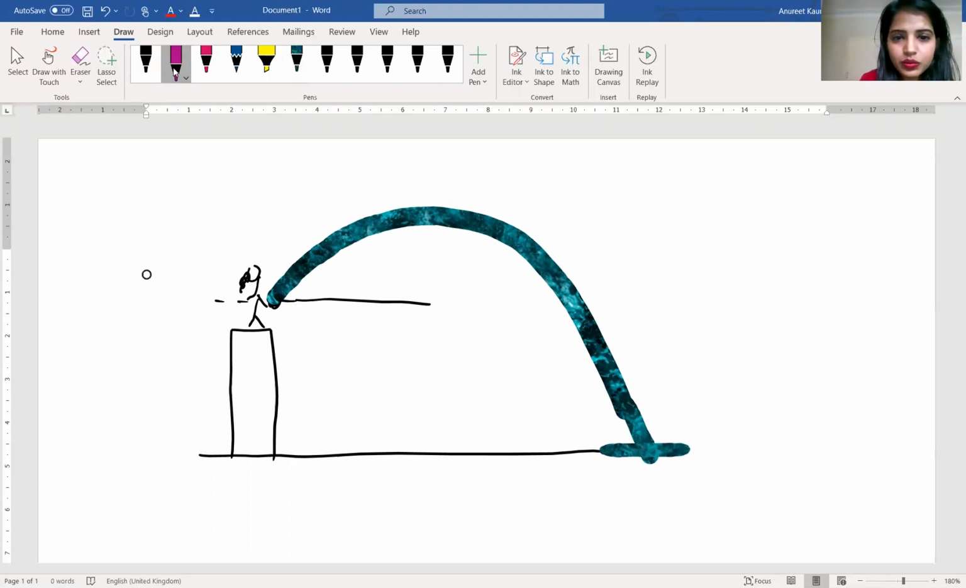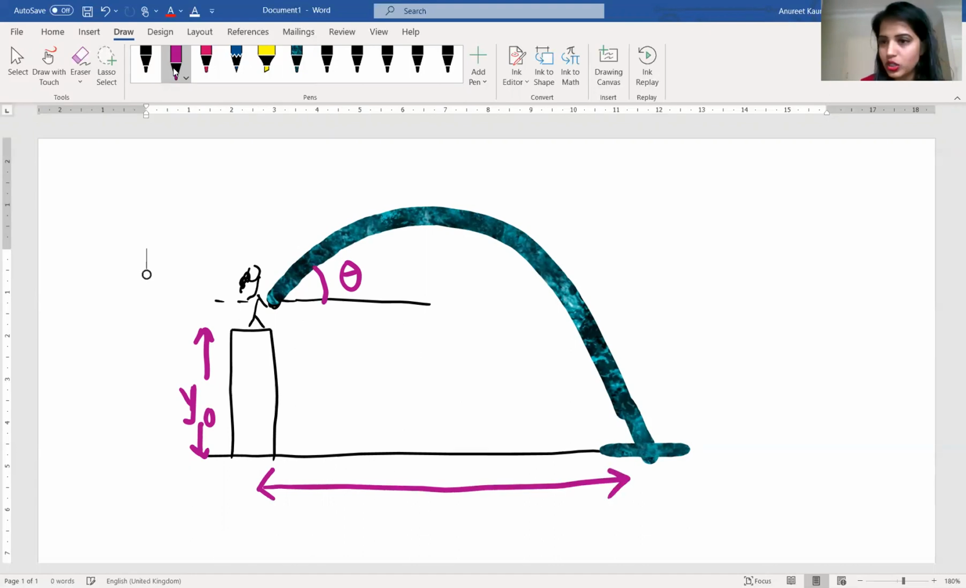Now, this angle with the horizontal is the launch angle, right? Now, I am already at some height h, or you can say, let's say y naught, initial height. This is known as the launch height. Now, the distance from the cliff and the point where the ball is going to fall is known as horizontal range. Now, the maximum height achieved by the ball in the air is known as h, the maximum height, right?